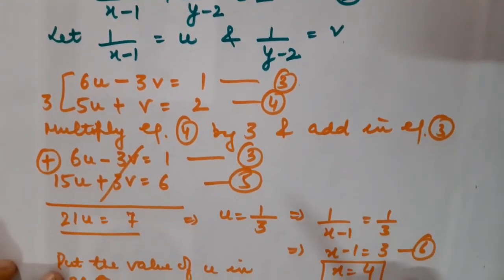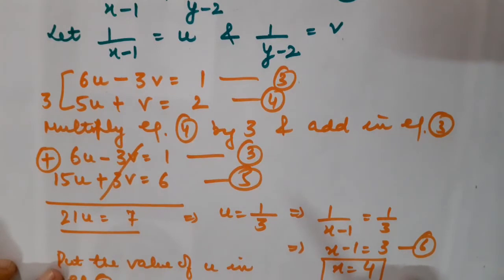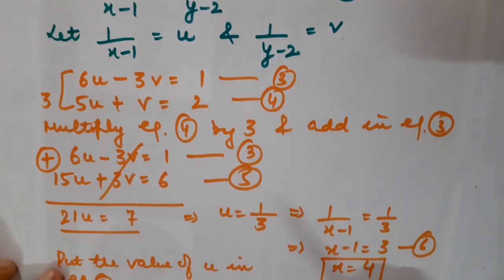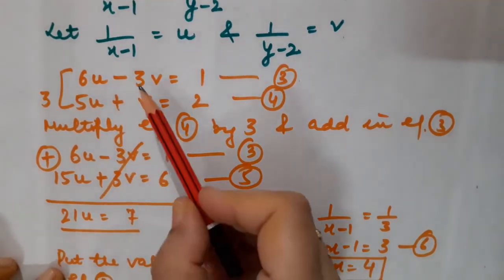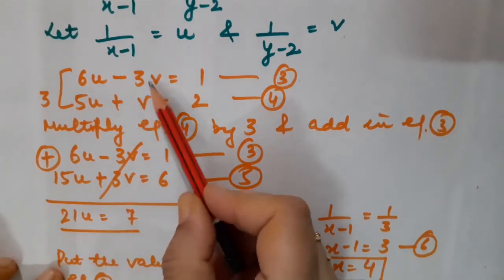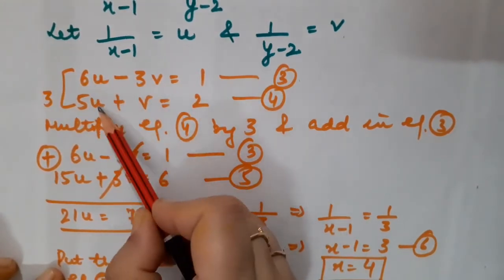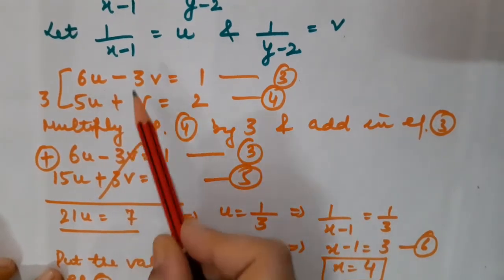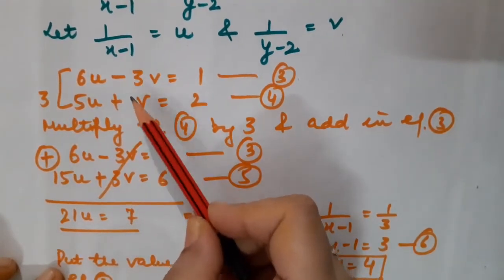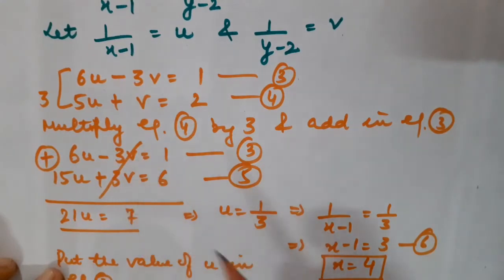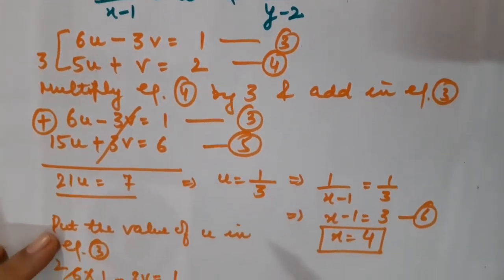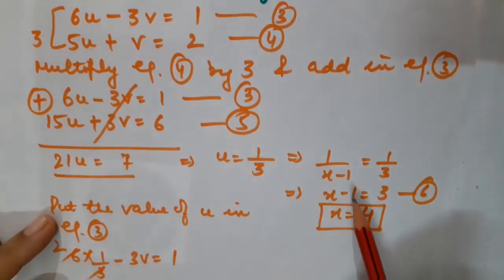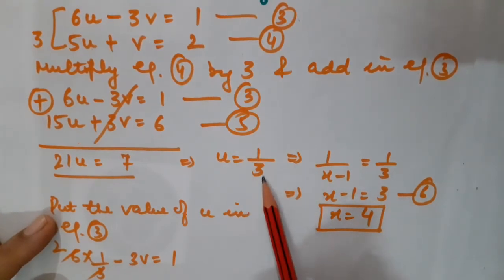Then children, after that I have applied the elimination method. In that method, you know that I am going to make the numerical coefficient of either of the two variables the same. So I multiplied equation number 4 by 3 so that here also 3v will occur, and after that I will be adding both the equations. So through this children, you can see that I have got u is equal to 1 by 3.